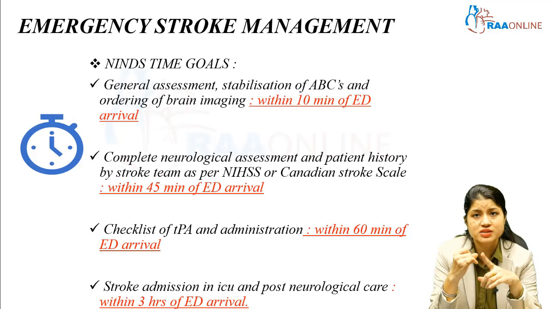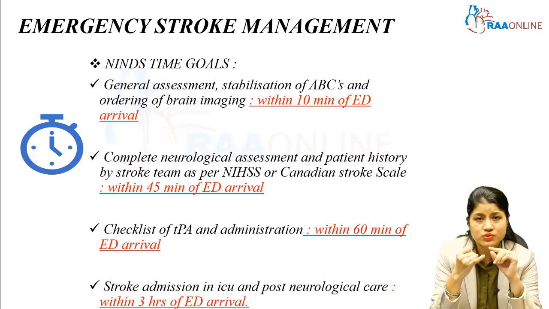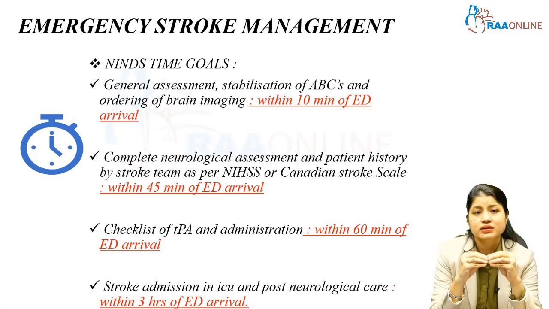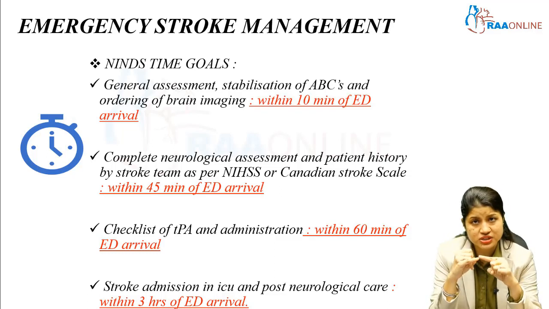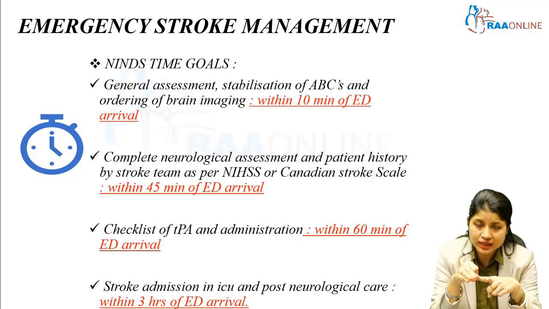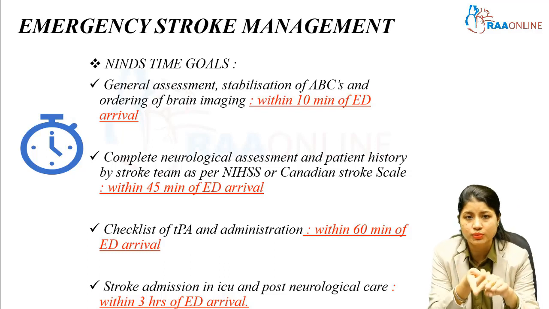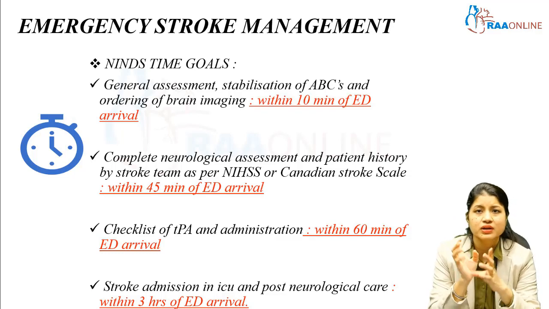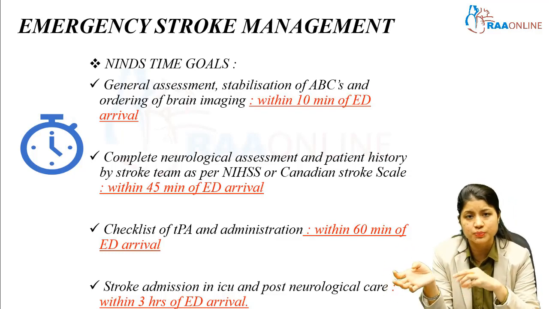So you know the FAST profile. Once you diagnose a patient with stroke, time is brain. So the most important goal here is to bring the patient to a stroke care unit, rule out hemorrhage and initiate thrombolytic agents or thrombectomy, whatever is beneficial for the patient.